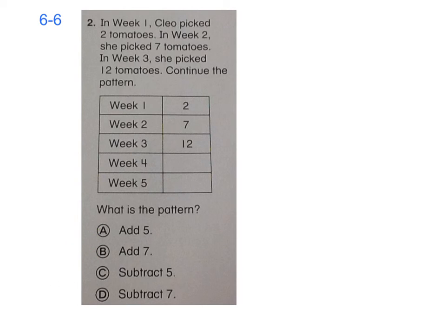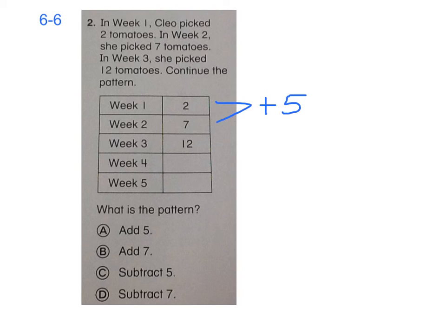Next, we need to find out what we are adding to each number. It's like finding the missing part on a part-part whole mat. The first number on the chart is 2, and the next number is 7. Think, 2 plus what will give you 7? Count on if you need to. 3, 4, 5, 6, 7. We added 5.